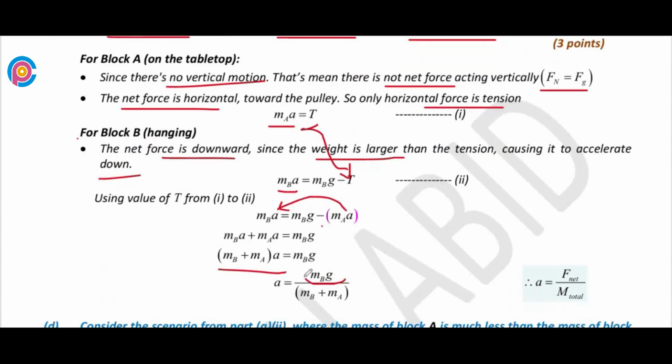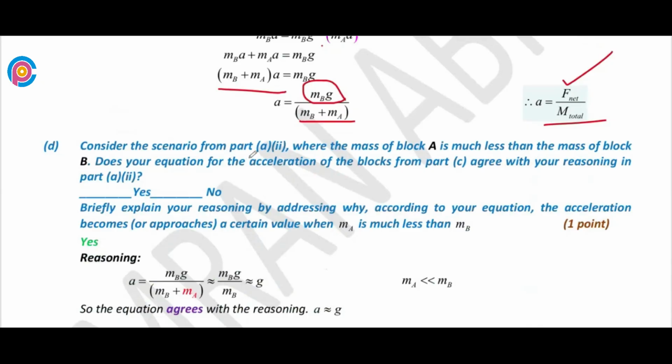The numerator represents the net force, and mB plus mA in the denominator represents the total mass of the system. Now consider the scenario from part A2, where the mass mA is much less than the mass of block B. Does your equation for the acceleration of the blocks from part C agree with your reasoning? Answer with yes or no. Briefly explain the reasoning.